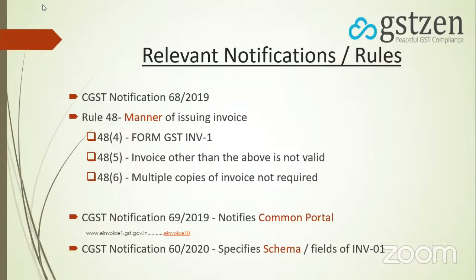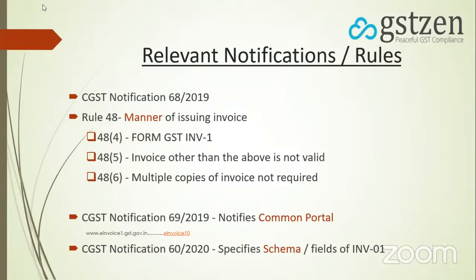Rule 48 Sub-rule 5 says that an invoice other than the above is not valid. If you are not issuing the invoice in accordance with Rule 48 Sub-rule 4, it will not be valid. Rule 48 Sub-rule 6 says you do not require multiple copies of the invoice if you are generating an e-invoice. Before e-invoice, you would have multiple copies, one for your supplier, one for your transporter, etc. So you do not require these multiple copies. If you are generating an e-invoice, only one is sufficient.